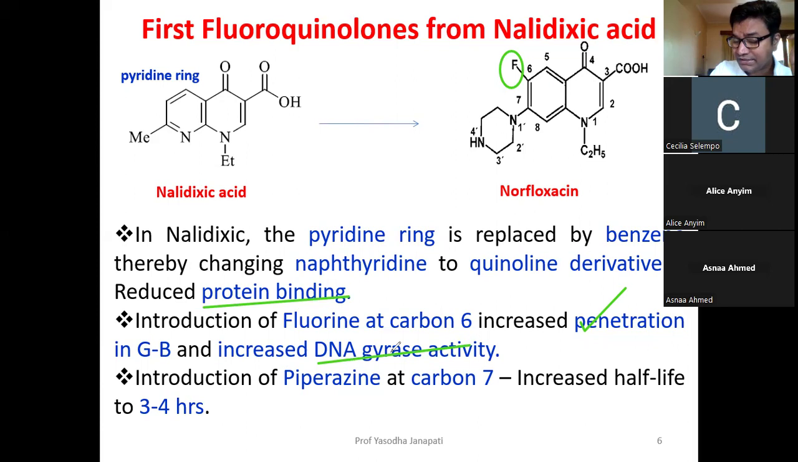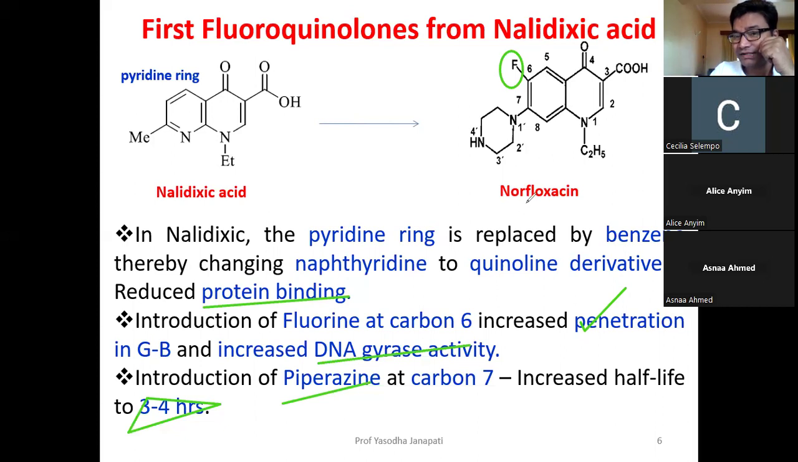So they block this, the penetration is increased, so increased DNA gyration activity. Then introduction of piperazine nucleus at 7 increased half-life. It has increased half-life to 3 to 4 hours. Previously, nalidixic acid had 90 minutes.